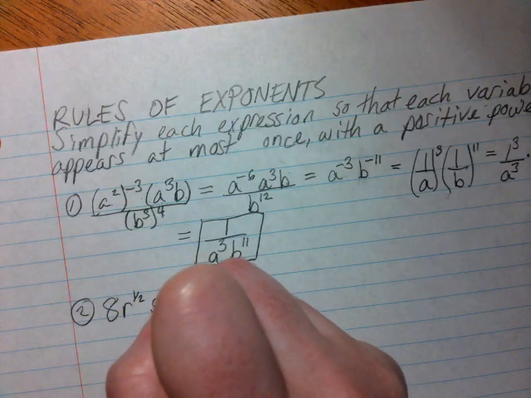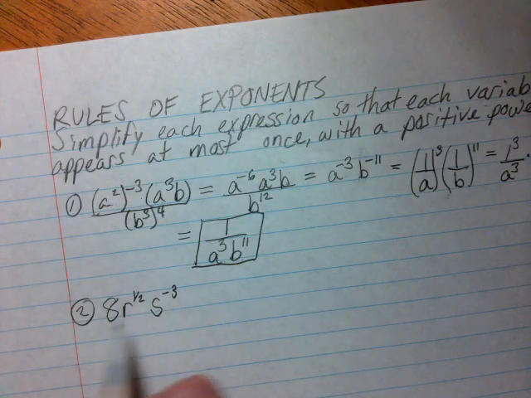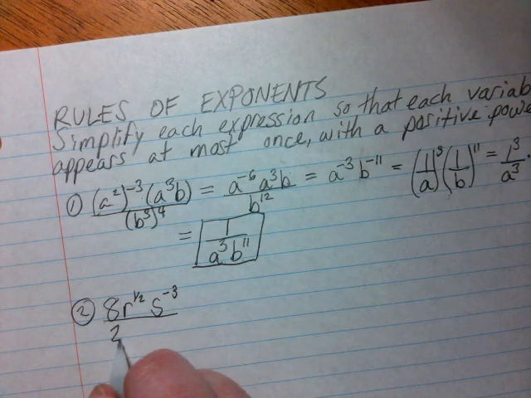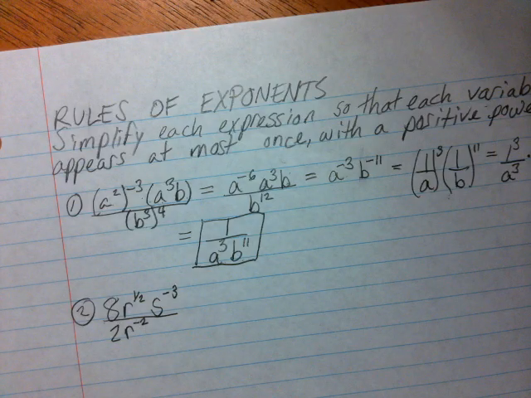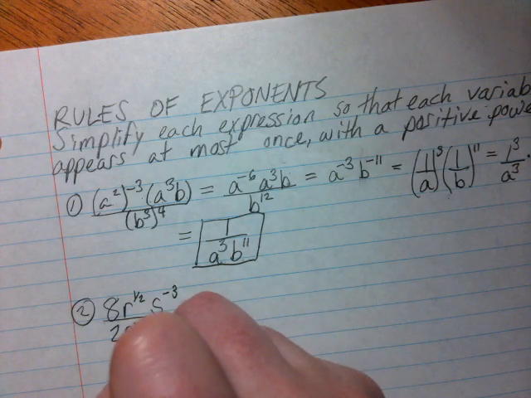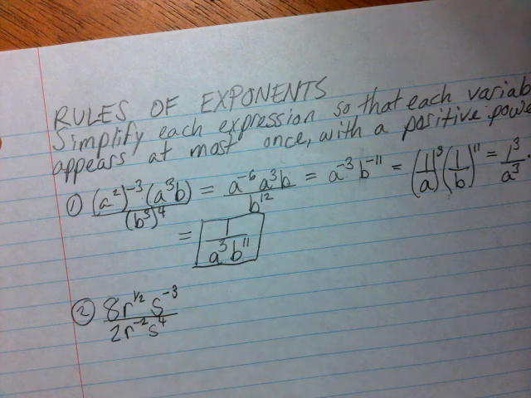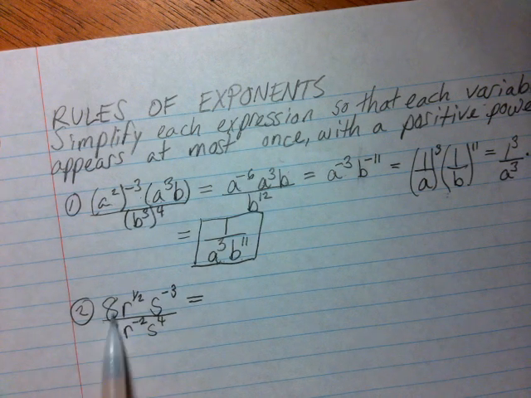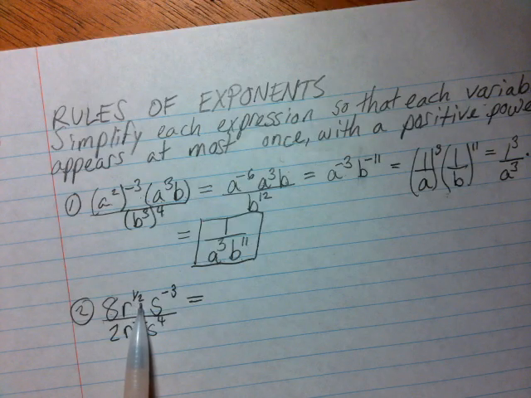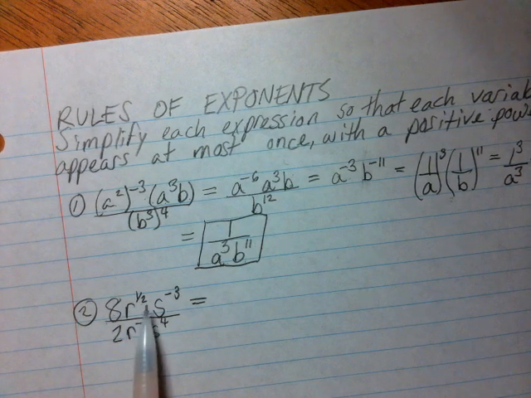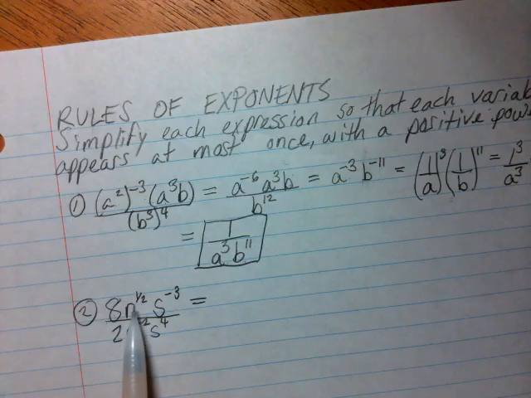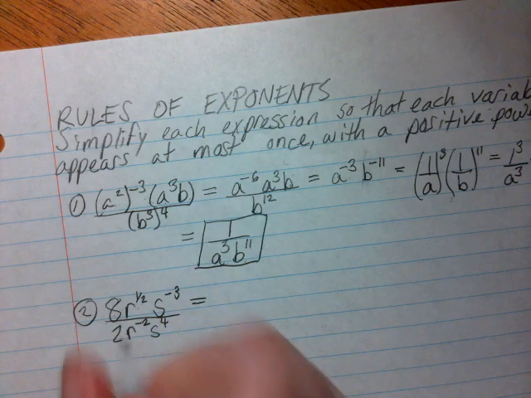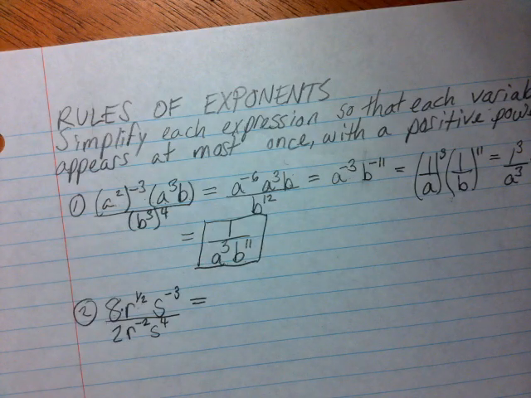s to the -3 over 2 r to the -2, s to the 4th. Okay, so first thing, make sure you realize that the 8 does not have this 1/2 power. The order of operations is PEMDAS, and that means exponents go before multiplication. So the 8 is attached to this r to the 1/2 with multiplication. So only the r gets the 1/2 power.